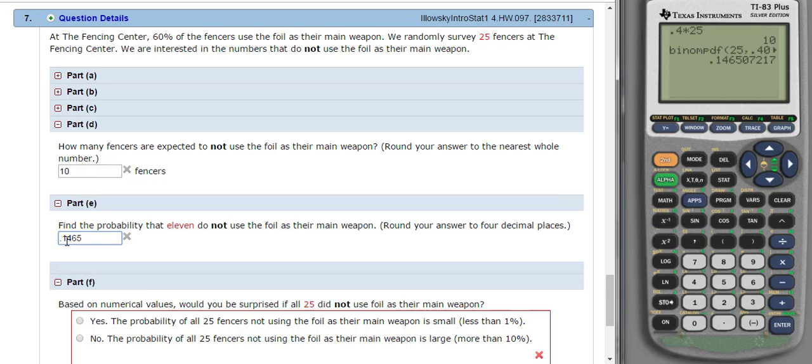Remember, when we round, if the number to the left is bigger than 5, we round up. If it's less than 5, we round down.